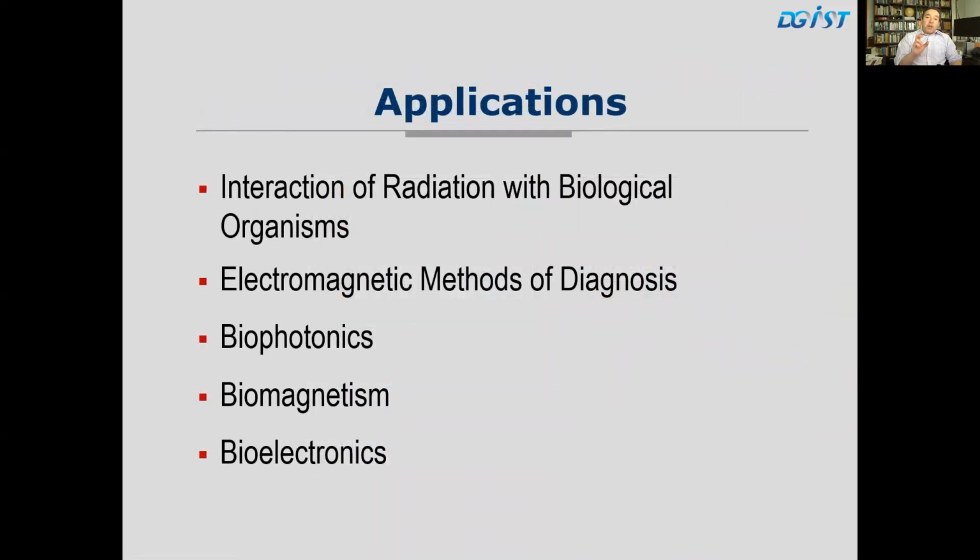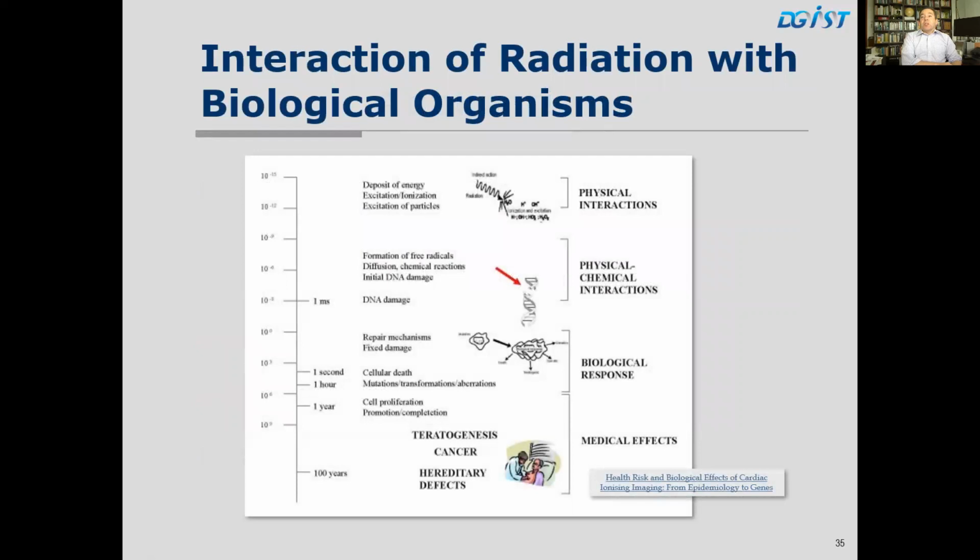So now we're going quickly into the second part of the course, into some applications, and we'll talk about the interaction of radiation with biological organisms, some electromagnetic methods of diagnosis, biophotonics, biomagnetism, and bioelectronics. And again, this is a very quick overview. So how does radiation interact with biological organisms? Well, we have medical effects, we have biological responses, we have physical chemical interactions, and physical interactions. So this is very important to consider.